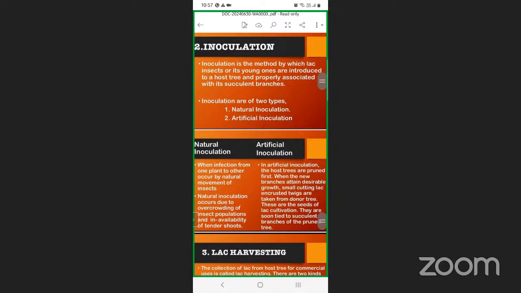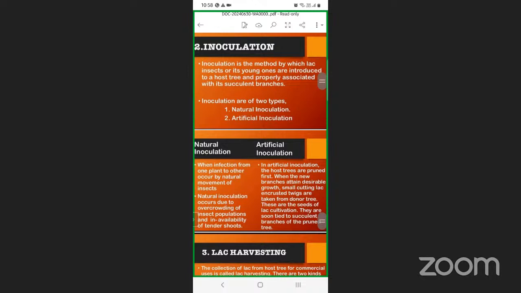So when infection from one plant to another occurs by natural movement of the insects, that is a natural thing. It happens usually in the forest regions, and natural inoculation occurs due to the overcrowding of the insect populations and unavailability of the tender shoots.